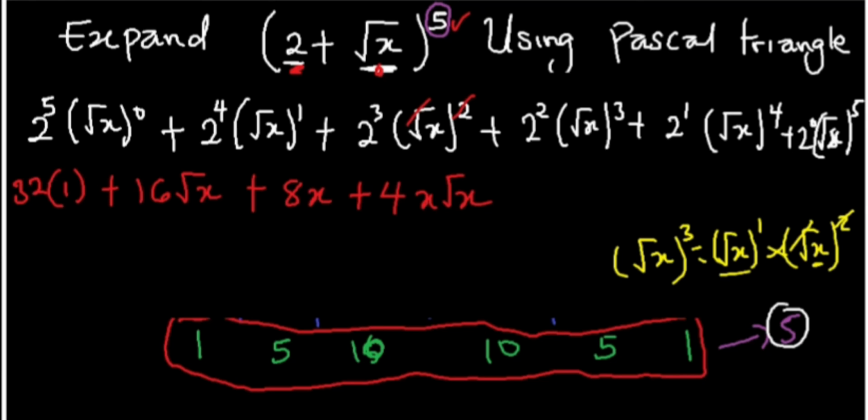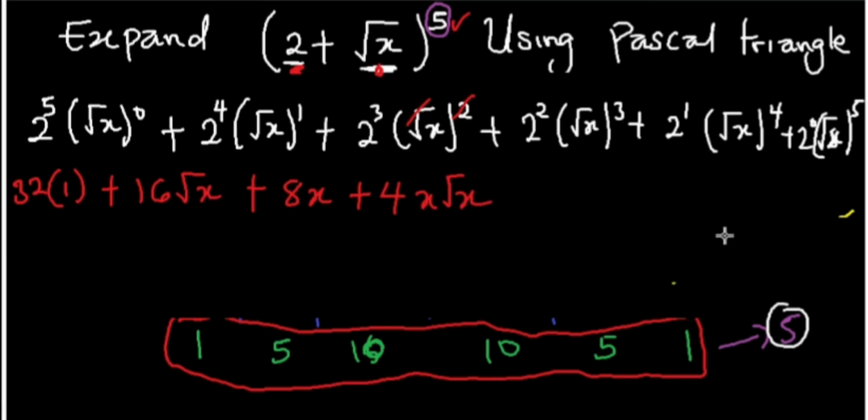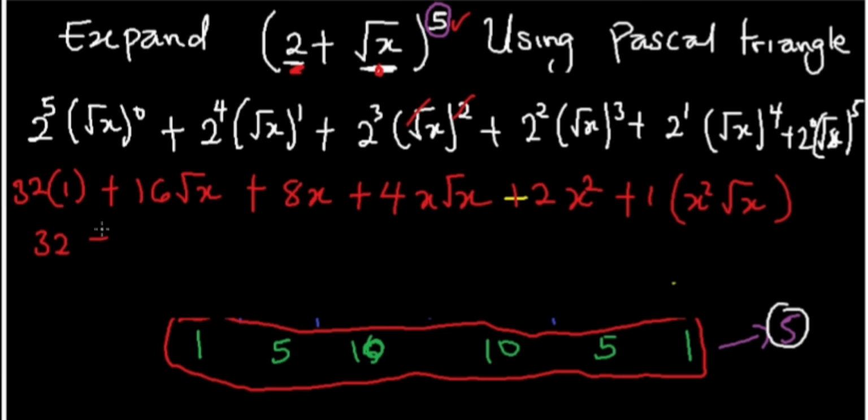Okay. So that is very simple. Just basic mathematics. Okay. So same thing. 2 raised to power 1 is 2. Then this raised to power 4, that is x raised to power 2. Then 2 raised to power 0 is 1. Okay. Then this one raised to power 5 will be x squared root x. See what I just explained, you can know how to get that one. So 32 times 1 is 32 plus 16.